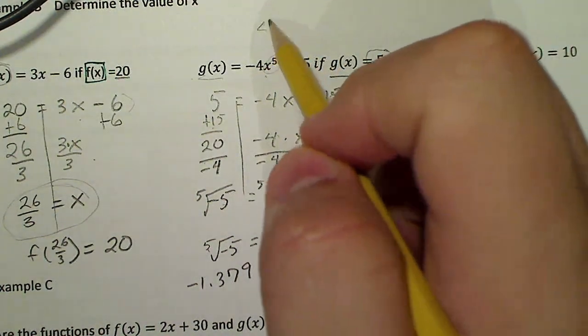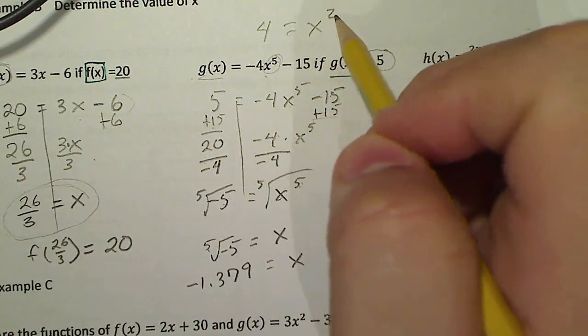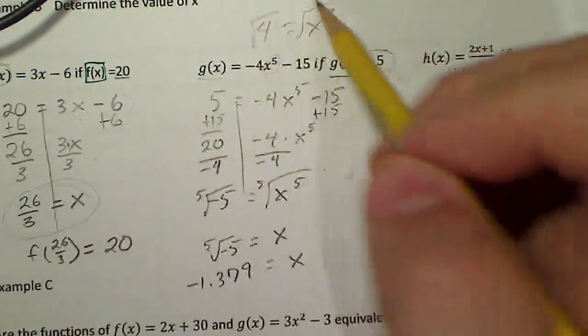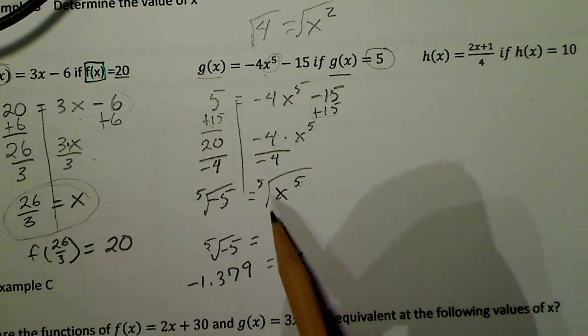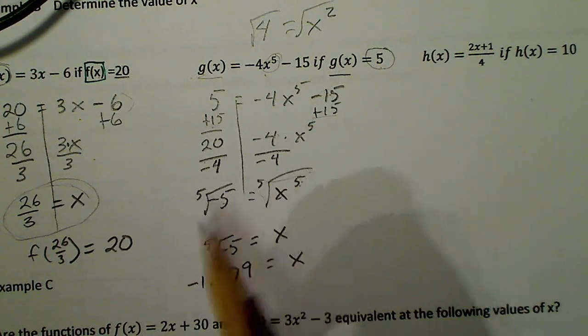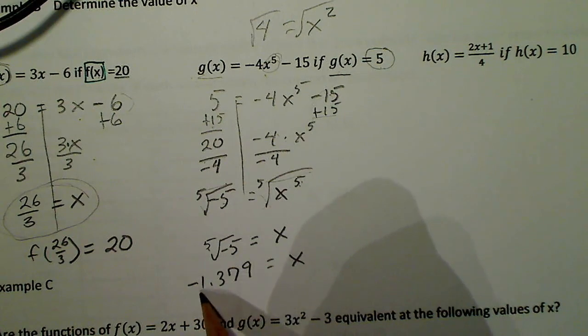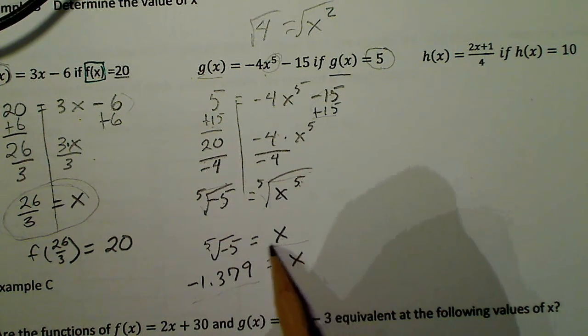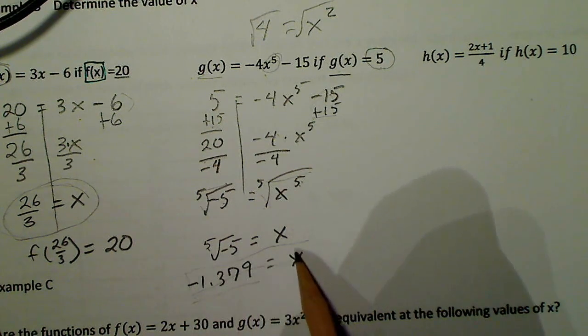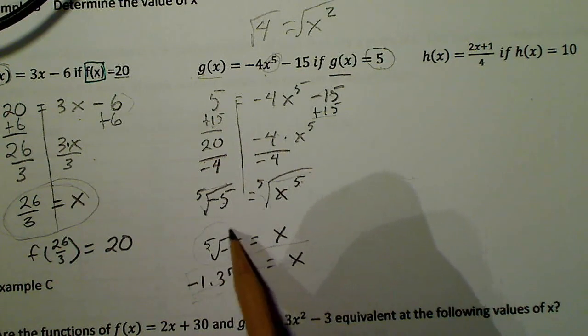So if you had 4 is equal to x squared, you would square root both sides to get the answer. Well, in this case, we take what we call the 5th root of both sides. And again, it is an irrational decimal. But in this case, decimal is actually okay. This is actually going to be more common than it is to leave it as the 5th root of -5.